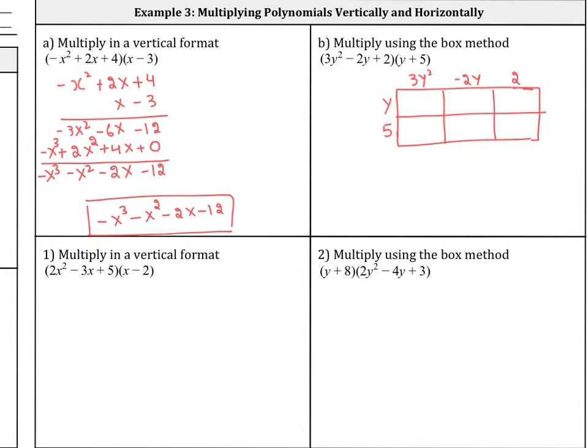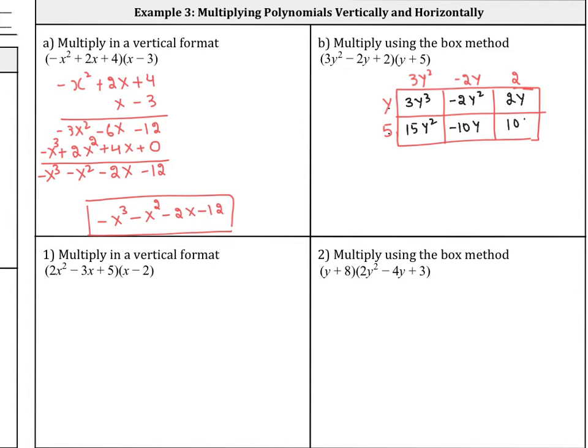Y times 3y squared is 3y cubed. Y times negative 2y is negative 2y squared. Y times 2 is 2y. This is going to be 15y squared. 5 times negative 2 is negative 10y, and 5 times 2 would be 10.